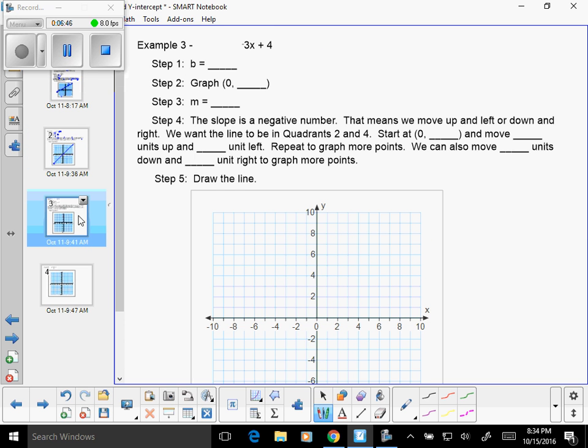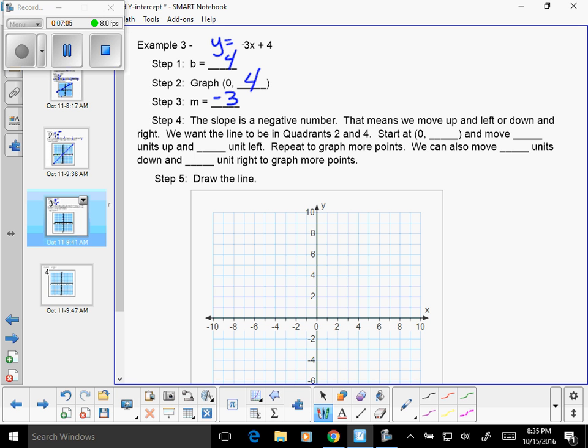Let's move on to example 3. This time I've got a negative slope. Oh, I lost my y equals. Negative 3 plus x. My b is 4, so I'm going to graph 0, 4. My slope is negative 3.